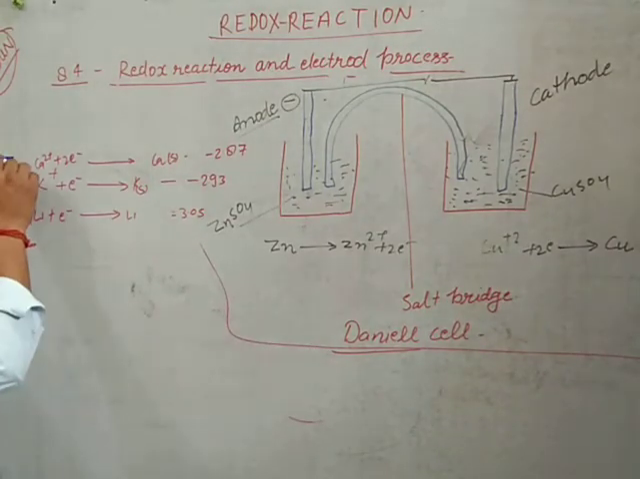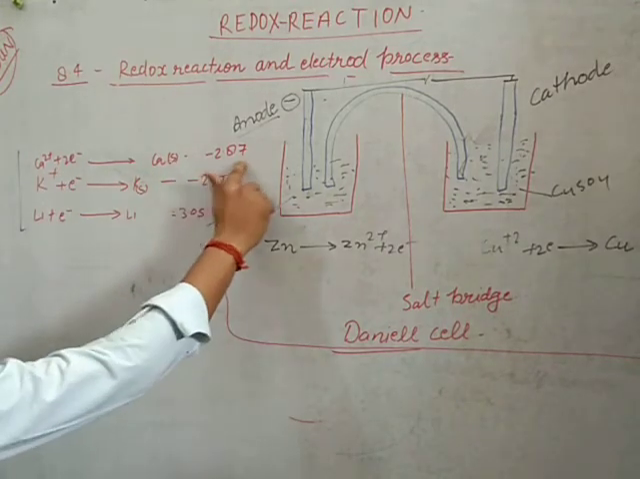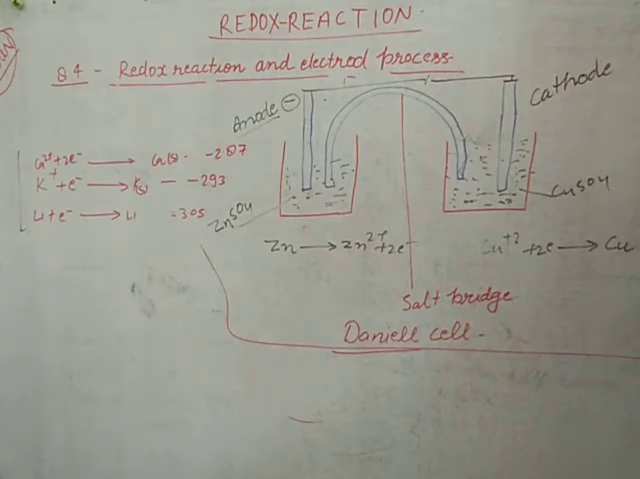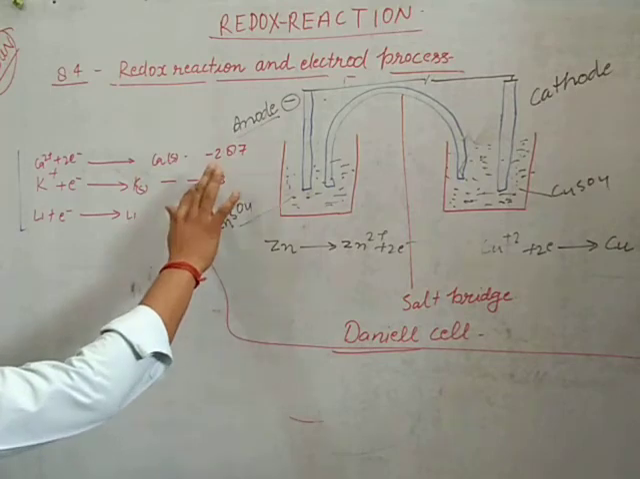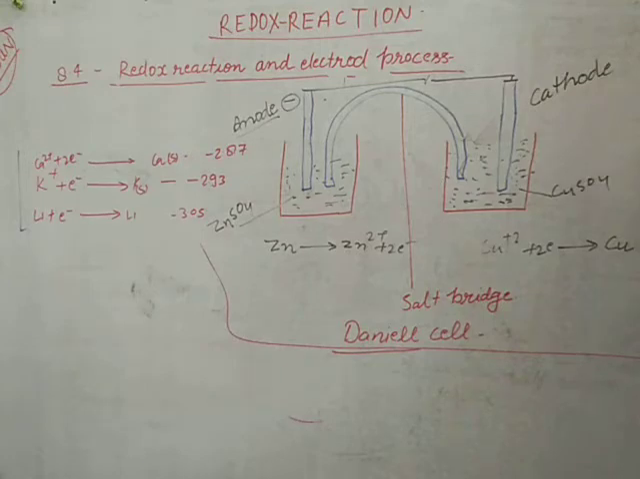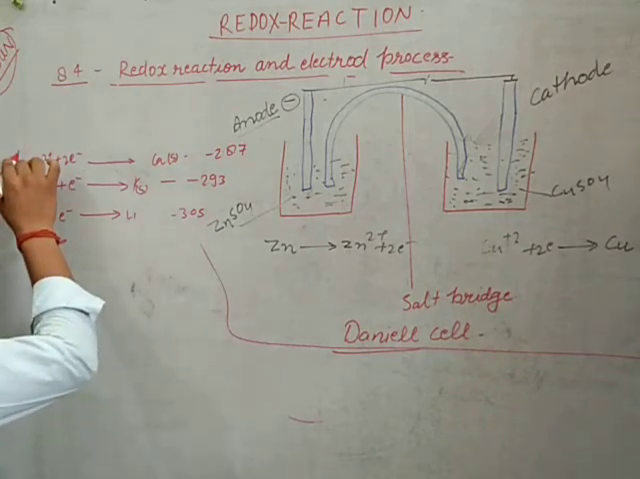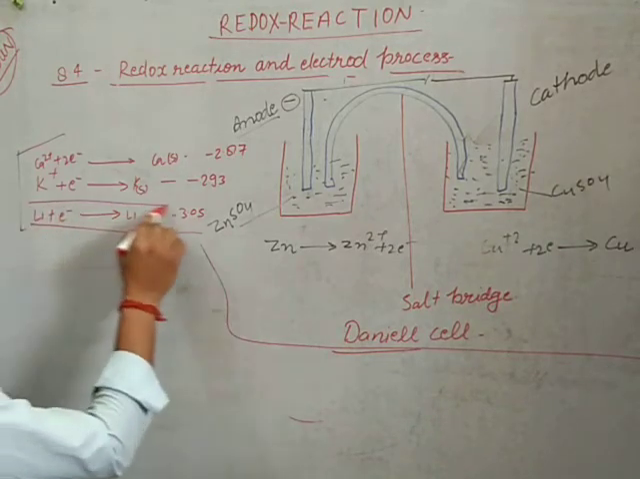I wrote 3 electrode couples and their values. Here you may see Ca plus 2 and 2 electrons giving Ca solid, the value of that one is minus 2.87. For this it is minus 2.93, and for this it is minus 3.05. If I ask you which one is the better reducing agent, I think we will say this one. Yes, correct.